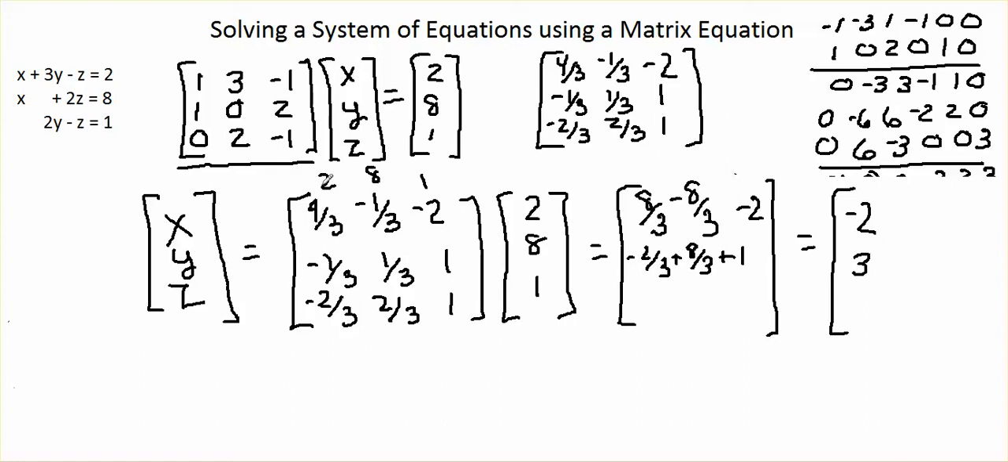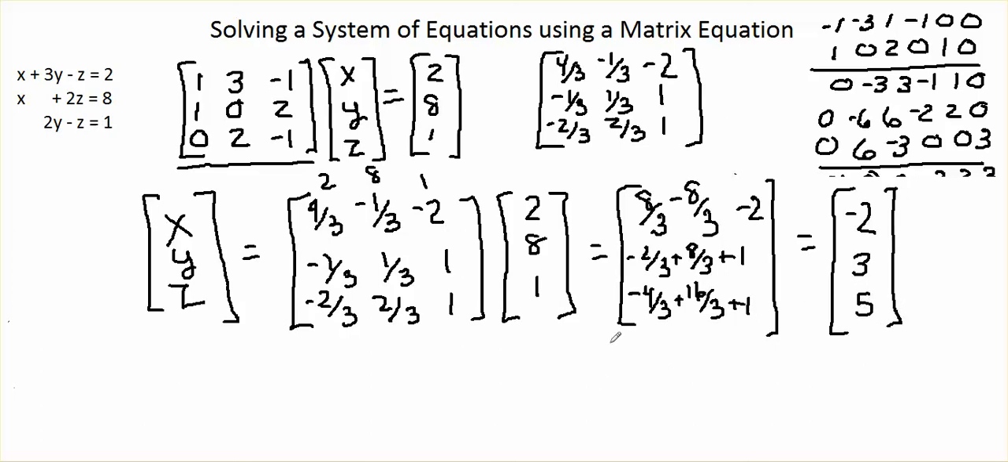Then I multiply this bottom row, I get a -4/3. 8 times 2/3 is a positive 16/3. And 1 times 1 is a 1. And we add all that up. 16 minus 4 is 12. 12 divided by 3 is 4 plus 1 is 5. There is the solution to my 3 by 3 matrix.